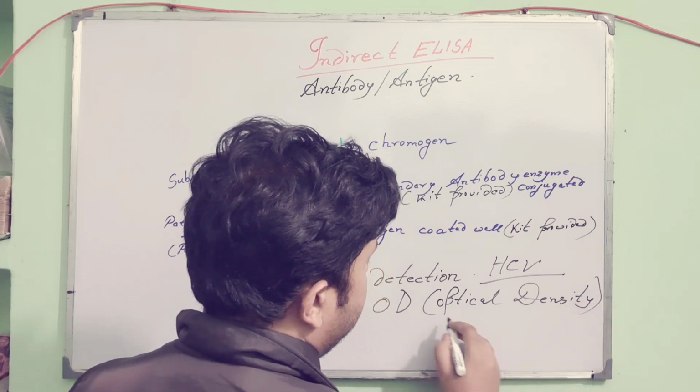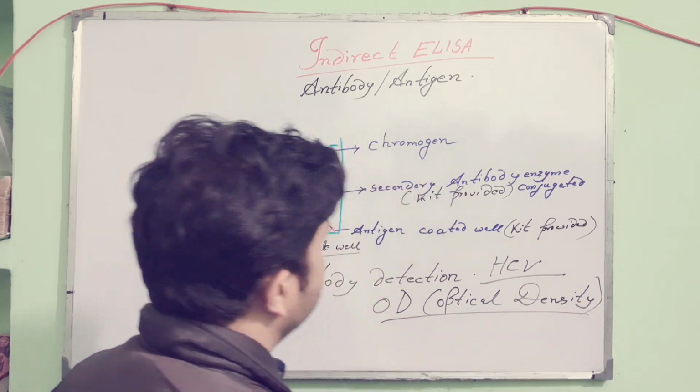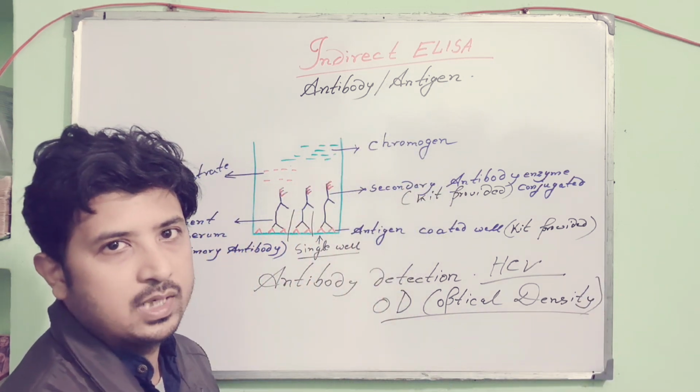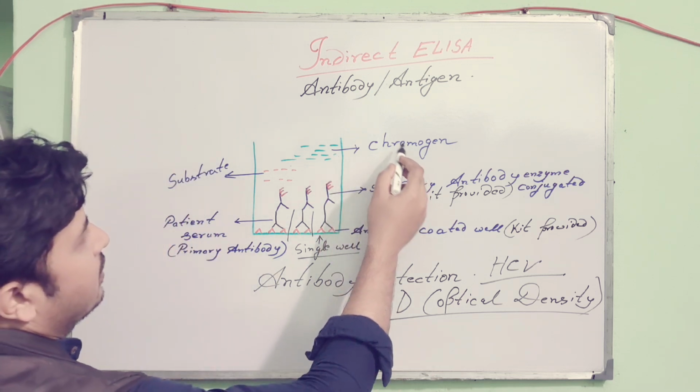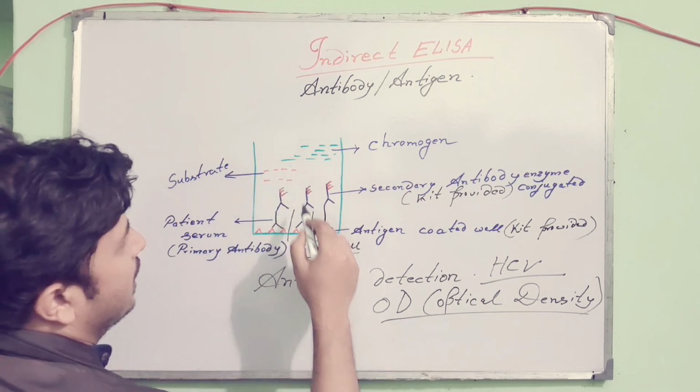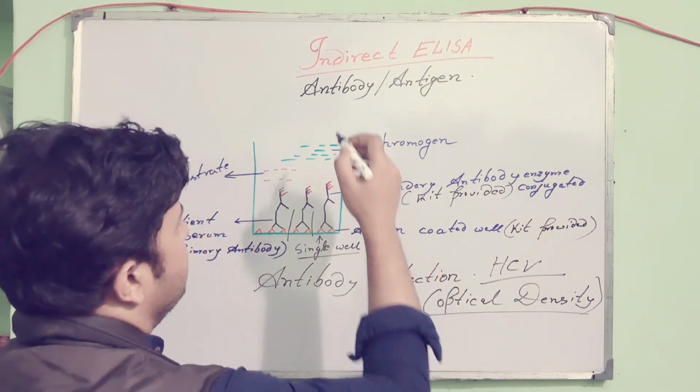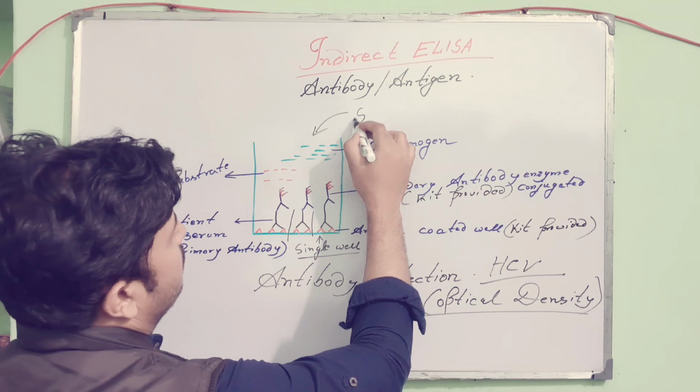This is our desired range of ODs. We will be comparing positive to negative samples as well as positive controls and negative controls. After adding the substrate, color will form in the form of chromogen. Then you have to add what? Stop solution.